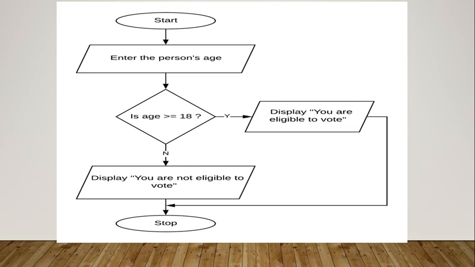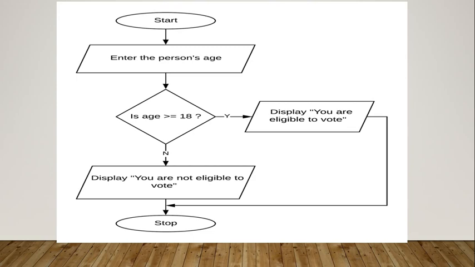Well, so one flow line enters the decision box and two flow lines leave the decision box. One is for the yes part, Y means the yes part. Yes, the age of the person is greater than or equal to 18. Then definitely it will display that the person is eligible for voting.